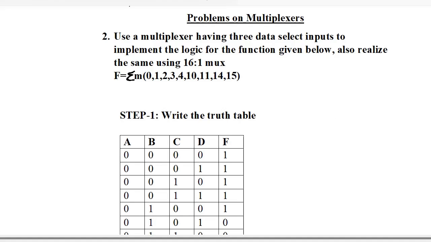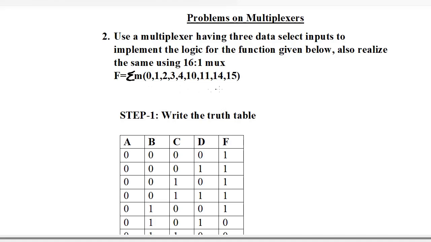Hello everyone. This is the second problem on multiplexer. Now the problem, see here the statement of the problem. Use a multiplexer having 3 data select lines as input lines and implement the logic function given below. Also realize the same with the 16x1 multiplexer. So this question contains 2 parts. First part is we have to implement this function in 8x1 multiplexer. Second part is 16x1 multiplexer.